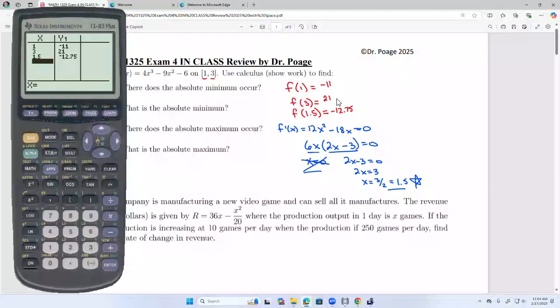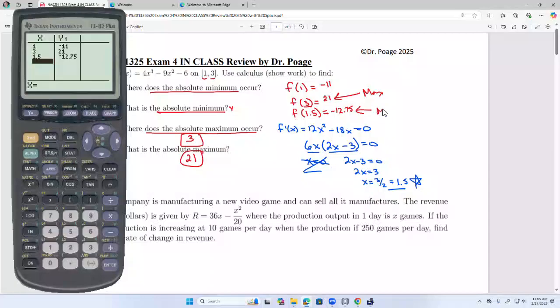Okay, so this is definitely the largest one. So it says, where does the absolute minimum occur? What is the absolute minimum? That's a y value. Where does the absolute maximum occur? So I just found my maximum. It occurs at 3. What is the absolute maximum? It's 21. So the y values are always your max and min.